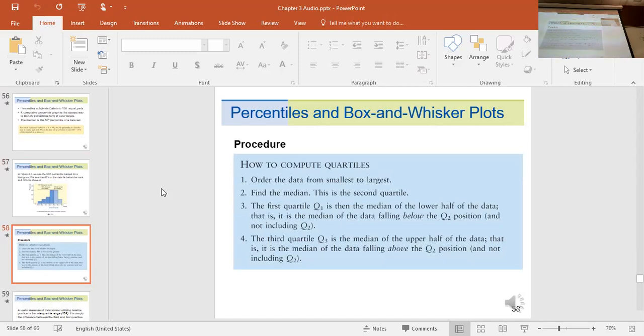So we will start with note that the first quartile, Q1 is the first quartile, equal to the 25th percentile. Q2 is the second quartile, equal to the 50th percentile. And Q3 is the third quartile, equal to the 75th percentile.